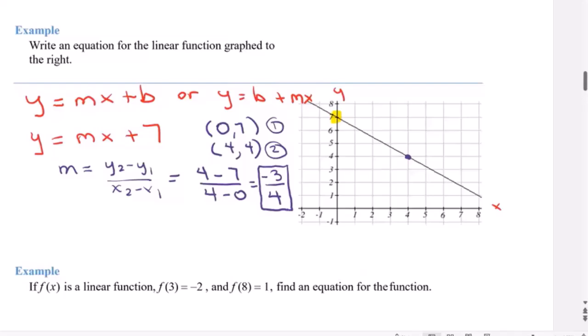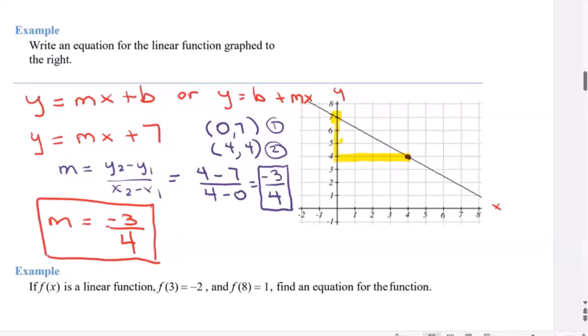Another way I can do it is I can actually count the boxes. If I start at 7, I'm going down. When I go down, I'm going negative, right? 1, 2, 3. So I'm going down 3. I'm going to say -3. And then I'm going over 1, 2, 3, 4. And I'm going to the right, which means I'm going in the positive direction. Either way, I get the same answer.